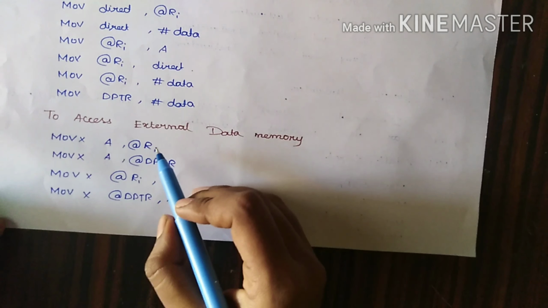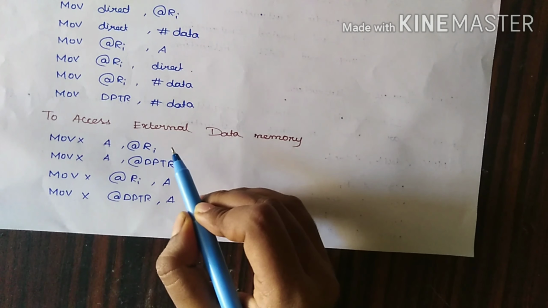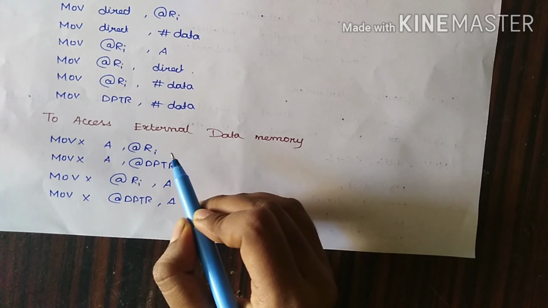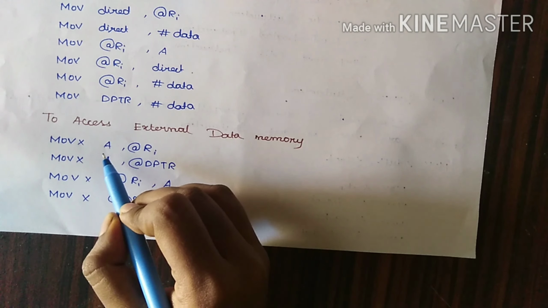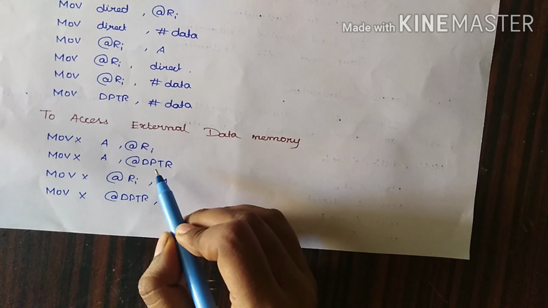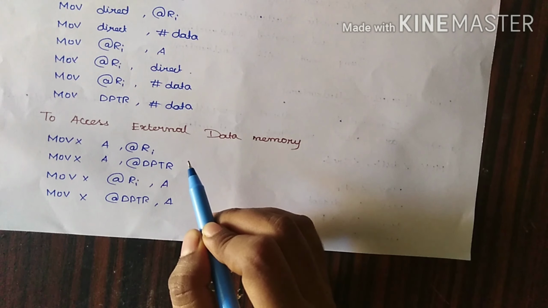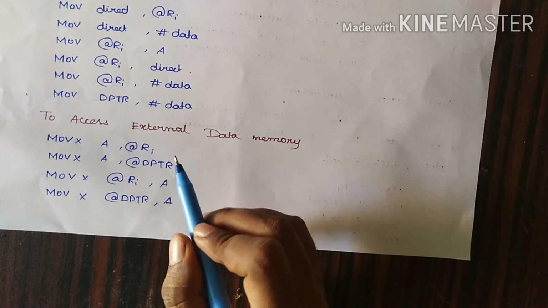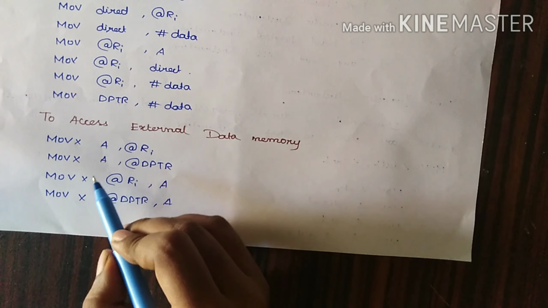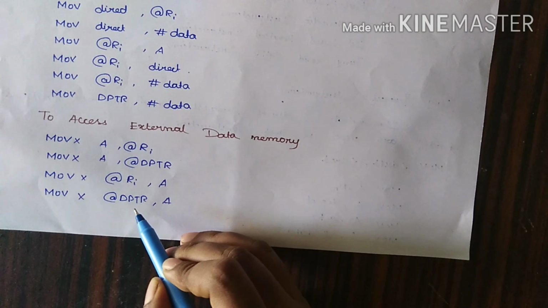And now in the first instruction, this Ri will contain the external data memory location, and the data in that location will be copied to the accumulator. And the second instruction, DPTR. DPTR is a data pointer which points to the external data memory location, and the data in that location will be copied to the accumulator.